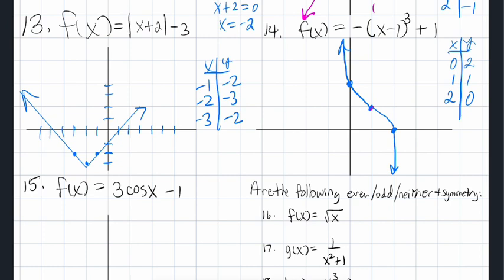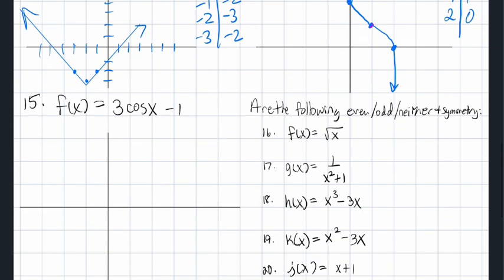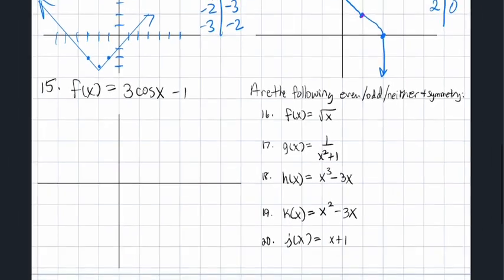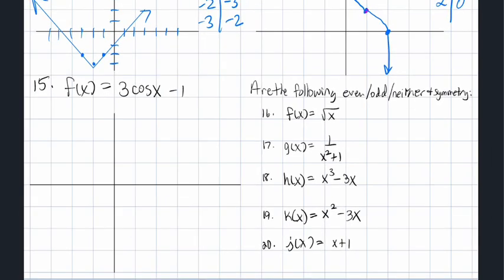So there will be either a parabola or a cubic in that spot tomorrow. Any questions about that one? Okay. For 15, since I graphed a cosine, I bet you can probably expect a sine, but it's going to be either a sine or a cosine tomorrow in the spot where 15 is at.